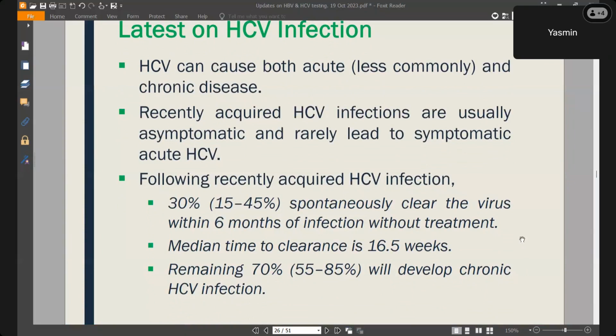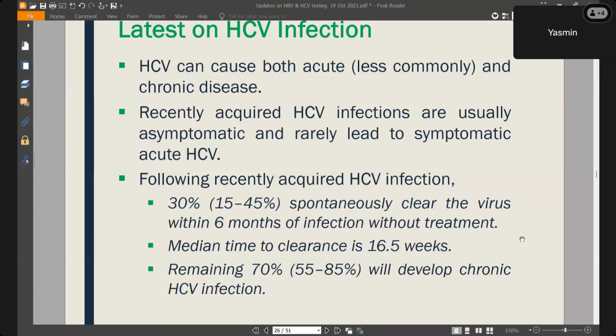And what's rather interesting is that recently acquired Hep C tends to be asymptomatic, and rarely leads to symptomatic acute hepatitis. That's why you don't see acute hepatitis C. Not because it's not there, but people don't notice it. And more often than not, they tend to be asymptomatic.